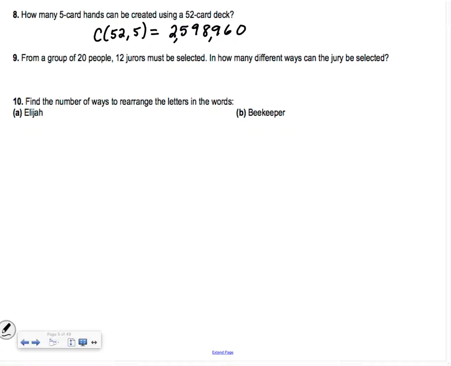Poker? Poker, sure. All right, from a group of 20 people, 12 jurors must be selected. In how many different ways can the jury be selected? Does the order matter? No, Jack. I don't think it does on a jury. I've never sat on a jury. But yeah, it's just 20 choose 12. So again, put that in. So you get 125,970.